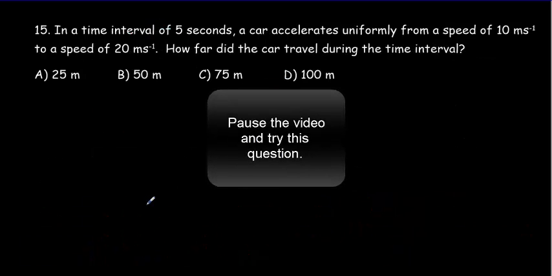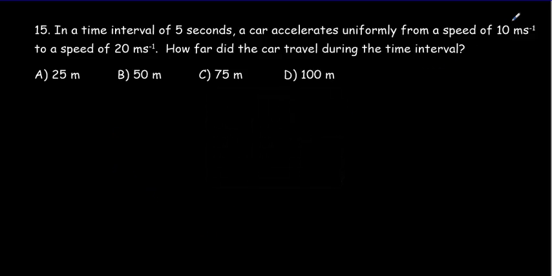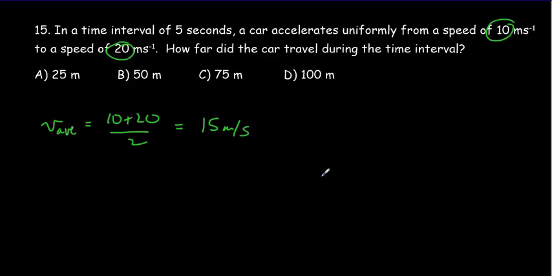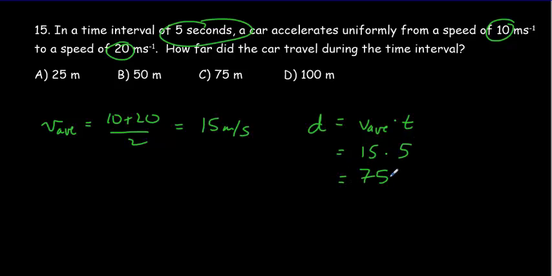Question 15. Pause the video, try the question, come back for the answer. So we know the initial and the final speed here. And whenever we know that, that means we know the average speed. It's just going to be halfway in between the two. 10 plus 20 divided by 2 would give an average speed halfway between 10 and 20, or 15 meters per second. And we're asked for the how far, the distance, and that'll just equal v average times the time. So we know that v average is going to be 15, and then the time is going to be this 5 seconds. So we're going to get a distance there of 75 meters, which is answer C.